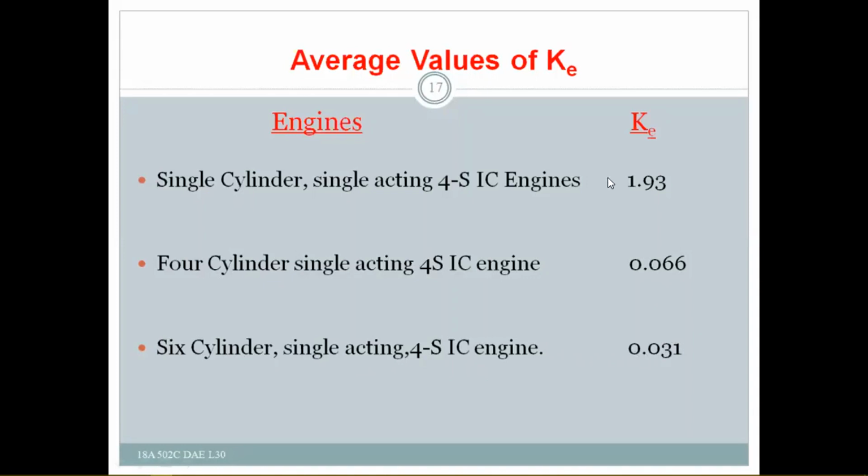If you observe these values, the single cylinder engine has 1.93, the 4-cylinder engine has 0.066, whereas the 6-cylinder engine has 0.03. As per this observation, the fluctuation of energy reduces as the number of cylinders increases.